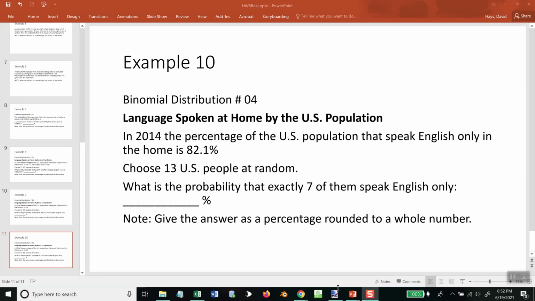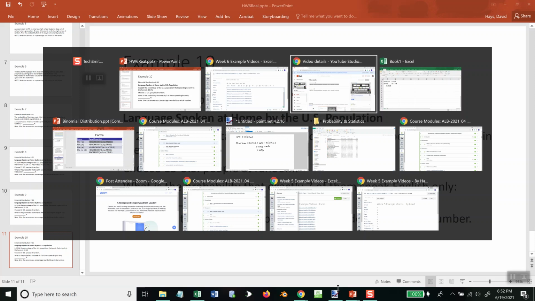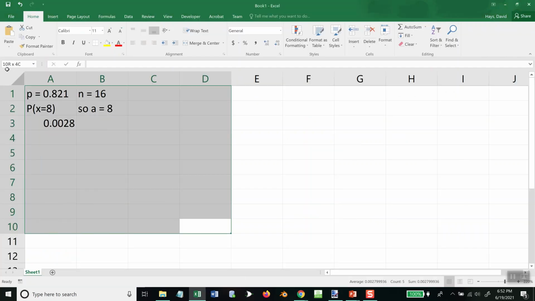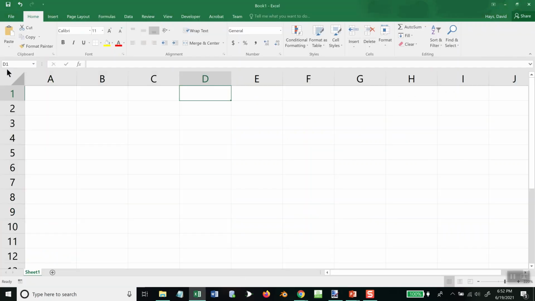Okay, in 2014, the percentage of the U.S. population that speaks English only at home is 82.1%. So here, clear that off. P is equal to 0.821. It has to be in decimal form.